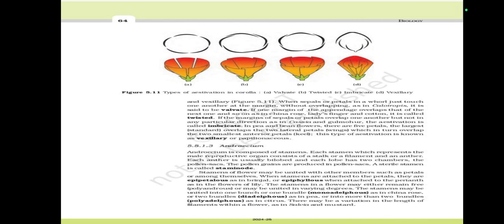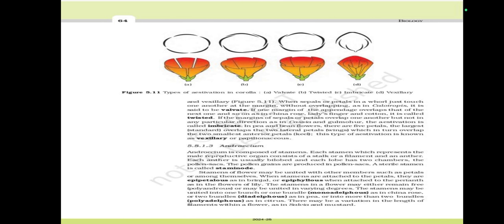Aestivation. When sepals or petals in the whorl just touch one another at the margin without overlapping, as in calotropis, it is said to be valvate. It is twisted if one margin of the appendage overlaps that of the next one, and so on, as in lady's finger and cotton. If the margins of sepals and petals overlap one another, but not in a particular direction, as in cassia and gulmohar, the aestivation is called imbricate.